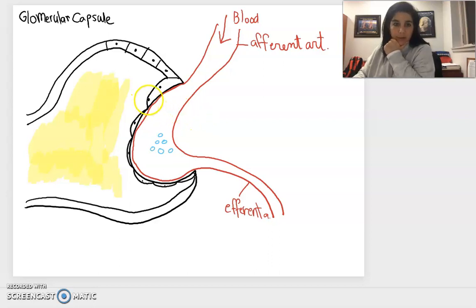Okay, so we're going to be talking about the events happening at the glomerular capsule and how filtration takes place from the blood into the capsule for urine formation. I went ahead and started drawing the structure itself. Of course, here in yellow is basically the urine that's being formed in this tube, which is actually the proximal convoluted tubule. So let me add that here. The proximal convoluted tubule.